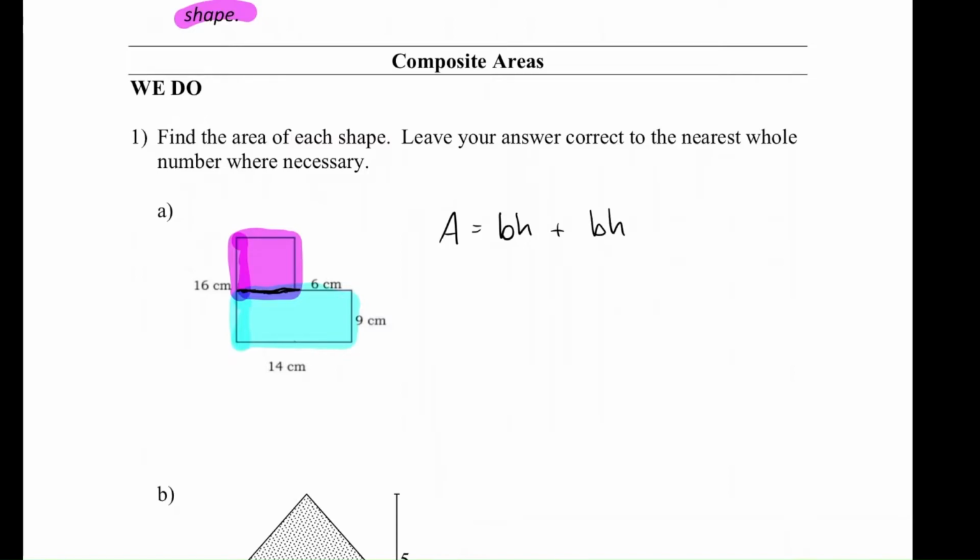But we have to do a little bit of thinking here because we know the base times height of the blue rectangle, but we don't know this distance here on the purple rectangle. We know the whole distance from top to bottom is 16 centimeters. And we know we've already accounted for 9 centimeters of it here. So this top bit has to be, hopefully you see, 7 centimeters. The whole thing has to add up to 16. You know this bit is 9.